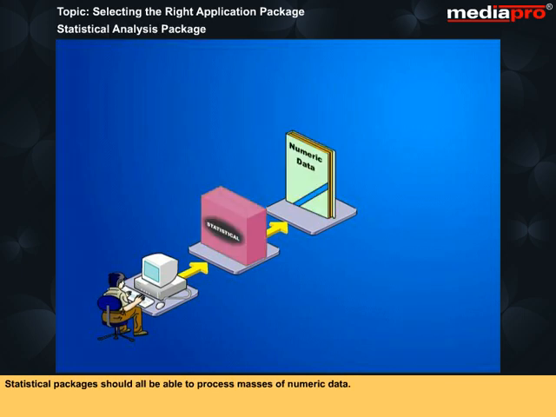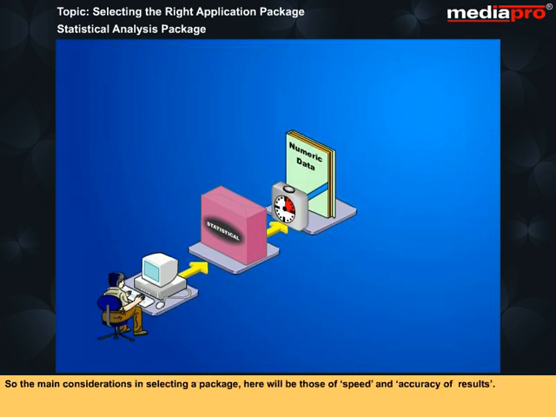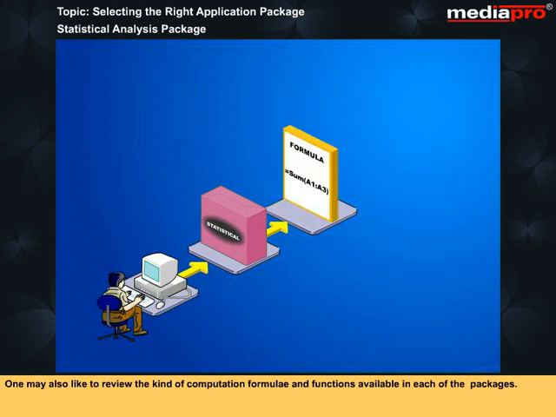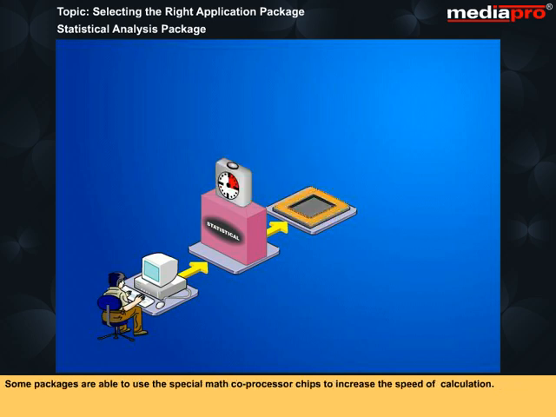Statistical packages should all be able to process masses of numeric data. So the main considerations in selecting a package here will be those of speed and accuracy of results. One may also like to review the kind of computation formulae and functions available in each of the packages. Some packages are able to use the special math coprocessor chips to increase the speed of calculation.